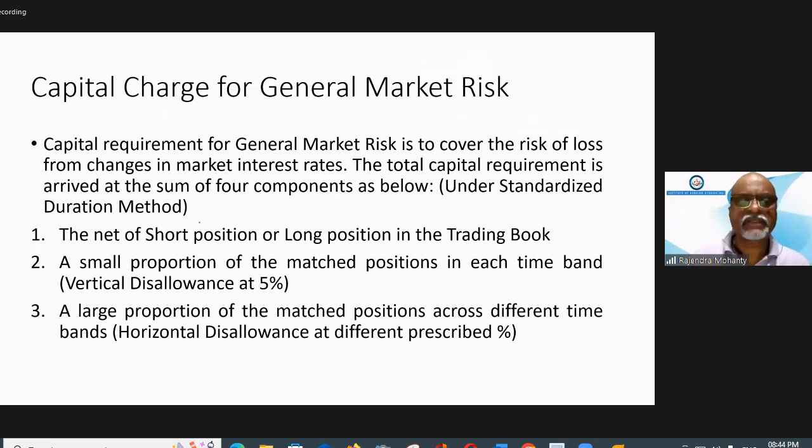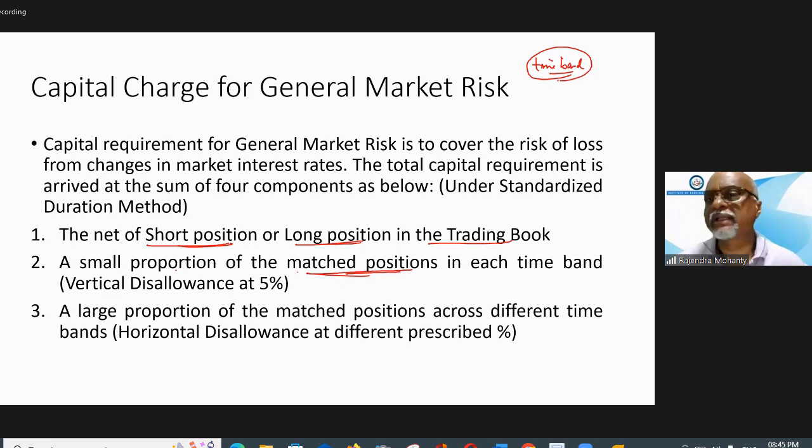The first step of the method is to take the net of short positions or net of long positions in the trading book. Then a small proportion of the matched positions, which is about the remaining maturity in each time band, has to be taken at a discount of, say, vertical disallowance of 5%. That is, according to time band.